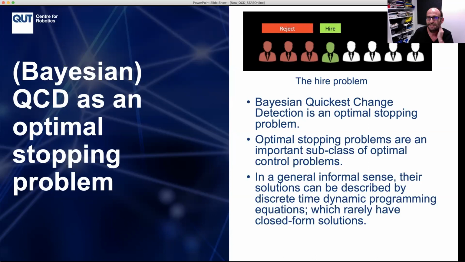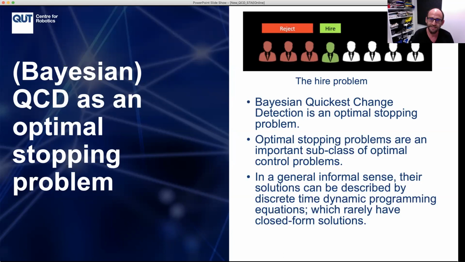I don't see much in their literature where they're taking advantage of what we know in the control community about optimal control and dynamic programming and such. So for those interested, Bayesian quickest change detection is an optimal stopping problem. It falls into that class, and optimal stopping problems are an important subclass of optimal control problems.